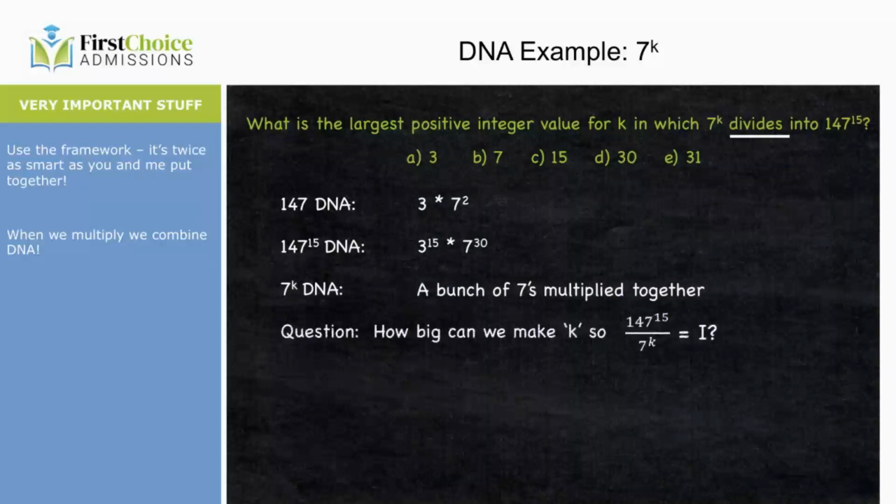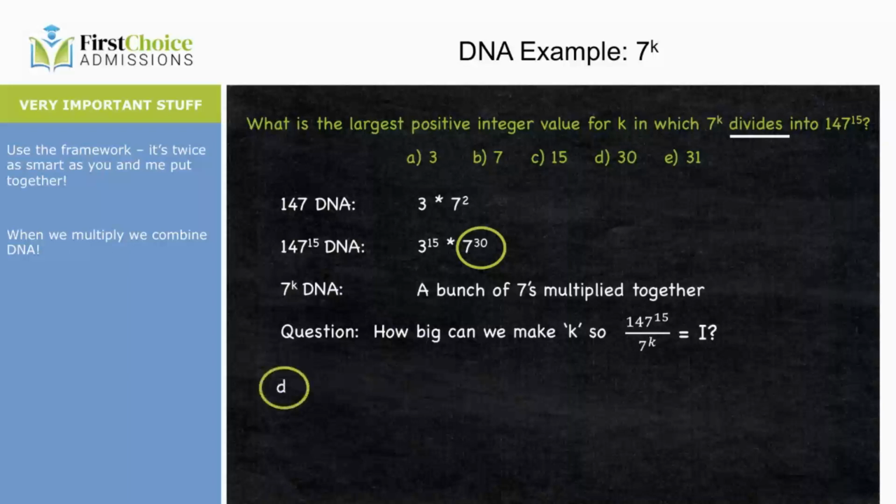All right, so what we're really being asked is, how big can we make k so that 147 to the 15th divided by 7 to the k is still an integer? So basically we're being asked, how many 7s are there in 147 to the 15th? Well, there are thirty 7s. That means the biggest number that we can make k is 30.